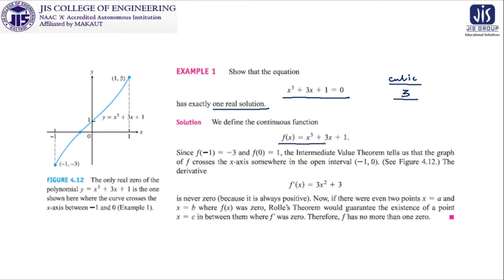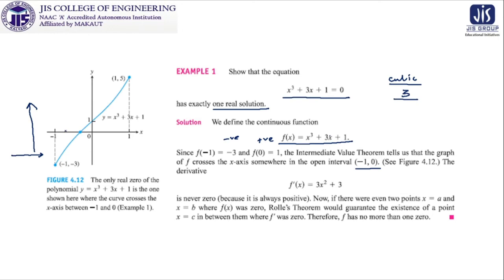So the continuous function is defined like this. Now f(-1) is equal to -3 if we put the value over here. And if we put x equal to 0, f(0) will be 1. Now the intermediate value theorem tells us that the graph of f crosses the x-axis somewhere in the open interval -1 to 0, because at -1 it is negative and at 0 it is positive. So obviously, going from negative to positive in this particular range, it must cross the x-axis.